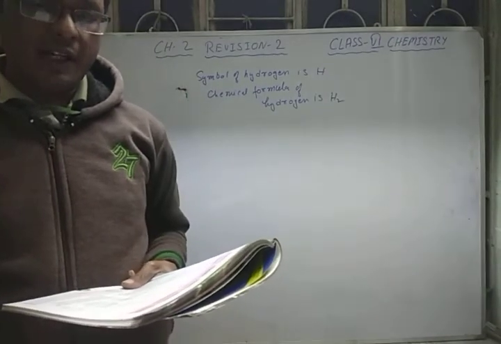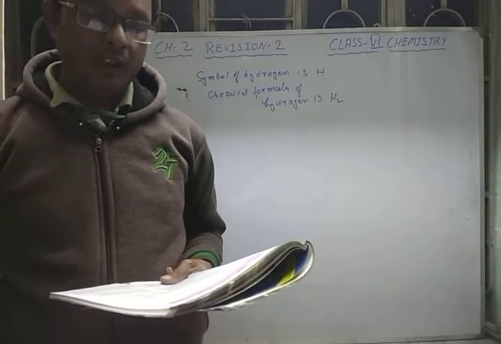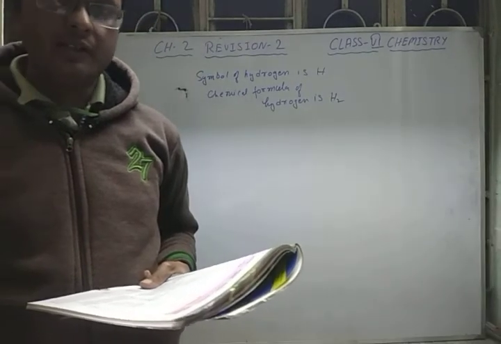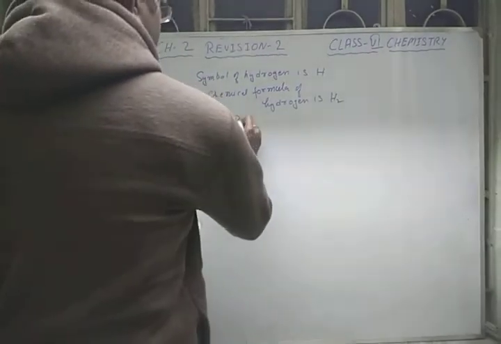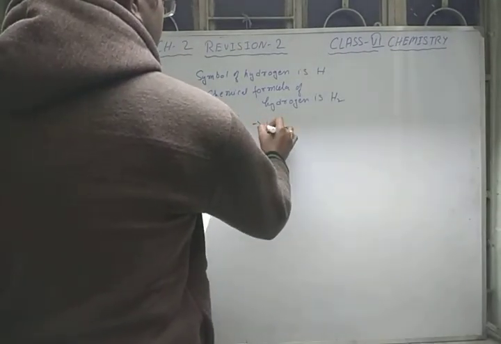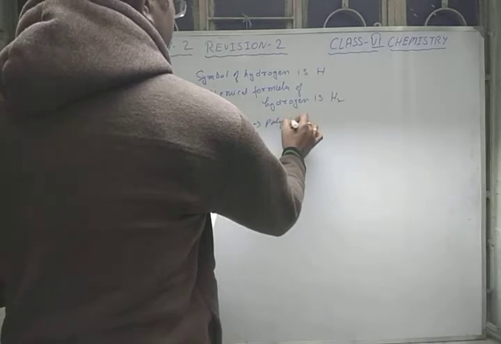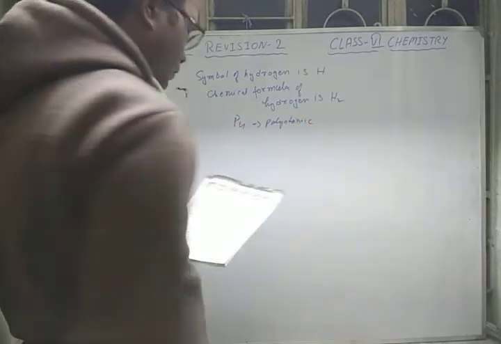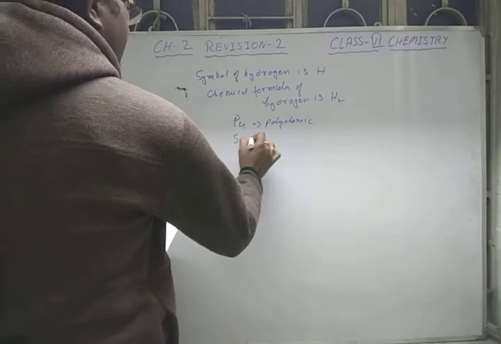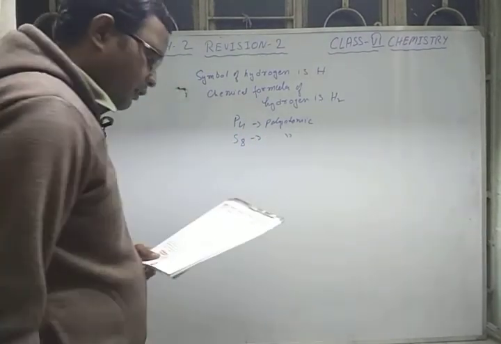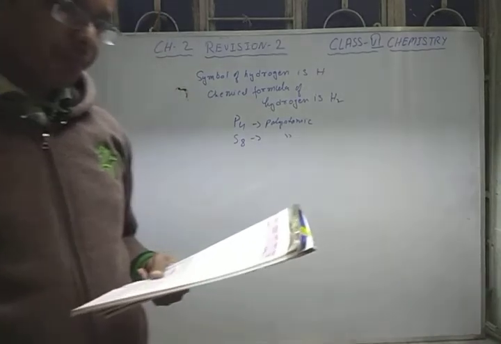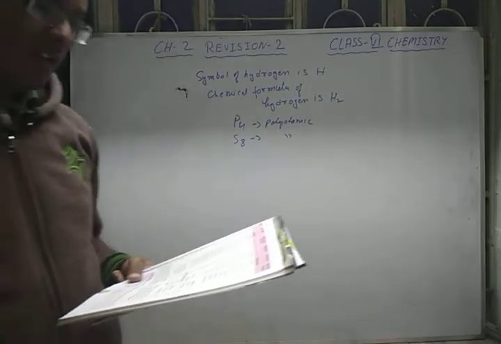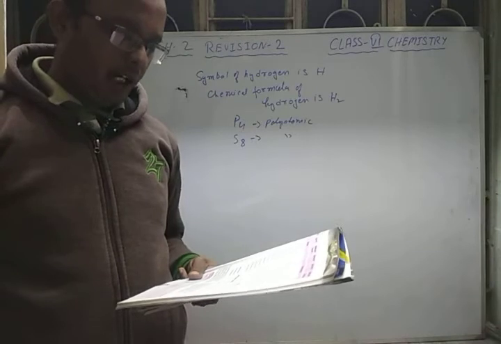Oxygen, O2, is diatomic. Fluorine, F2, diatomic. Chlorine, bromine, iodine are diatomic. Phosphorus is P4, so it is polyatomic. Similarly, S8 sulfur is also polyatomic. Again, in metalloids, arsenic and antimony are monoatomic. In noble gases, krypton, xenon, radon are all monoatomic.